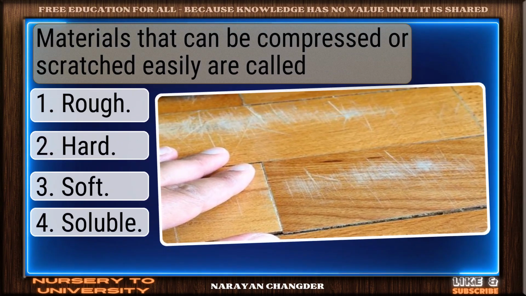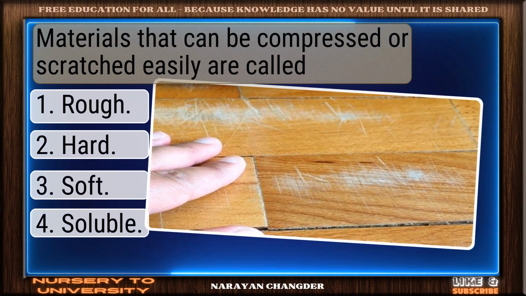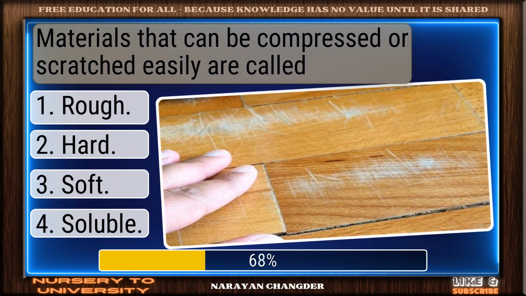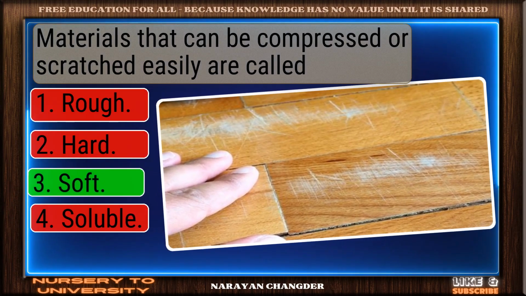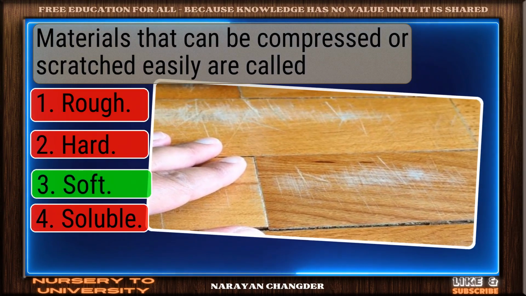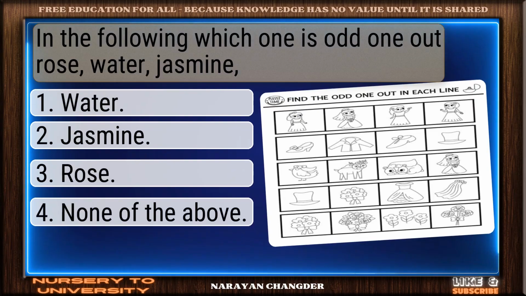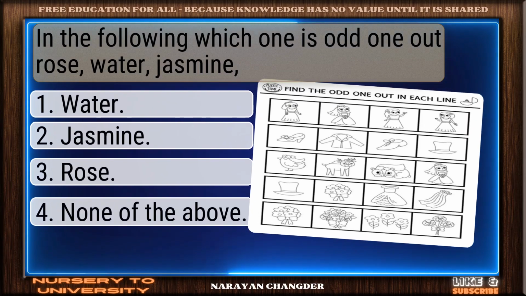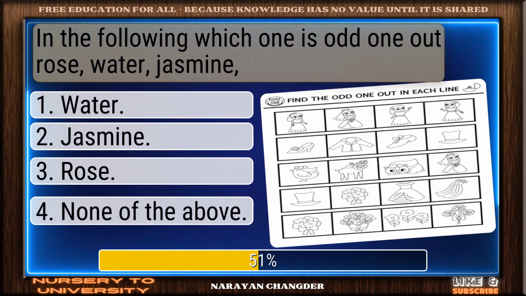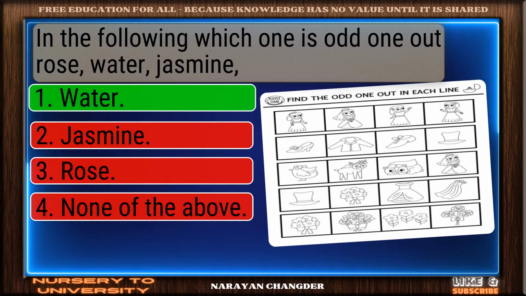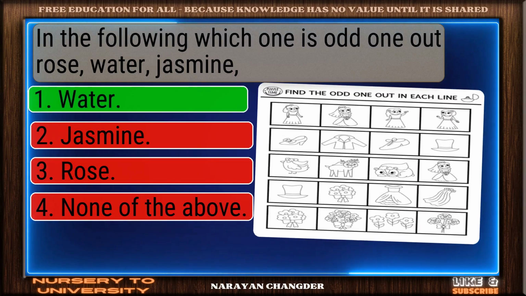Materials that can be compressed or scratched easily are called. You got it. Your choice soft is right. In the following, which one is odd one out: rose, water, jasmine? Valid point. Water is true.